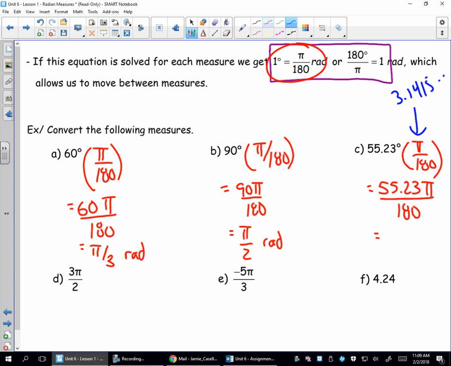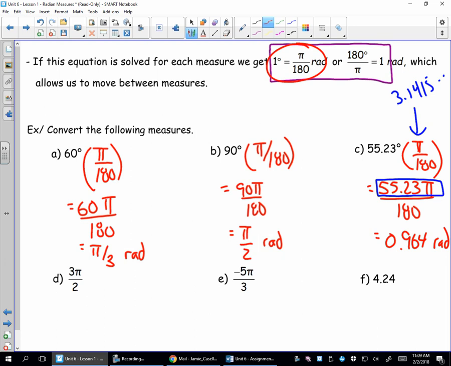So when we do a question like this where we have decimals in a fraction, we usually multiply by the actual value of pi, the number of pi. So 55.23 times pi divided by 180 gives us approximately 0.964 radians. So basically, if you have decimal degrees, you should have a decimal radian. If you have nice whole number degrees, like 90, 60, you should have a nice fractional radian.